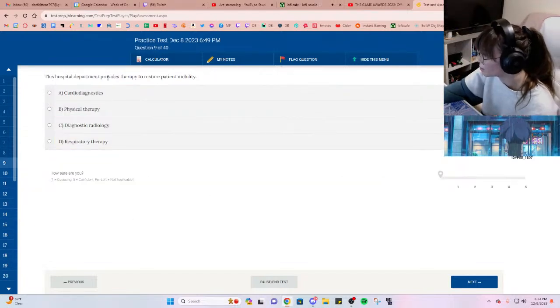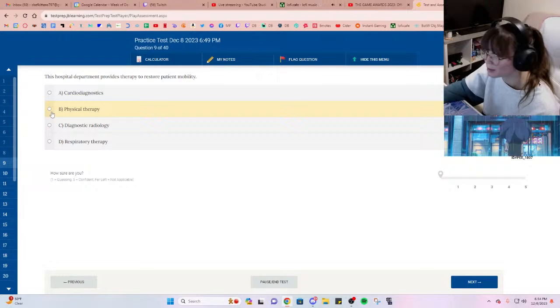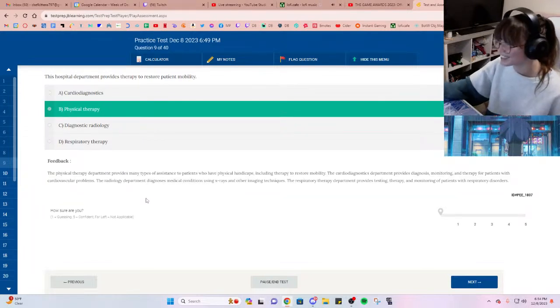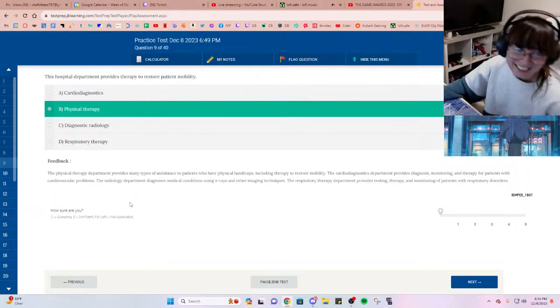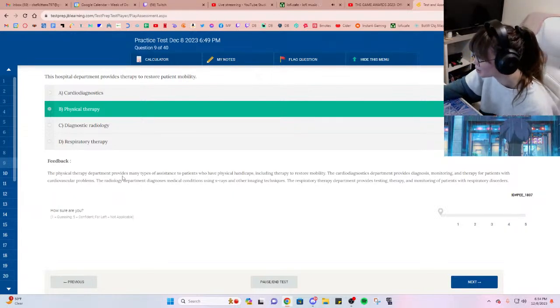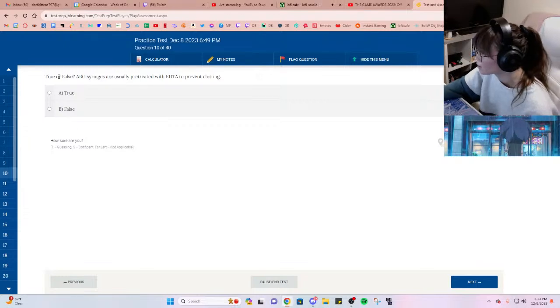This hospital department provides therapy to restore patient mobility. Physical therapy? That's what James is going towards. Hell yeah! Woo, physical therapy! Physical therapy department provides many types of assistance to patients who have physical handicaps, including therapy to restore mobility. The cardiodiagnostics department provides diagnosis. Okay, whatever.